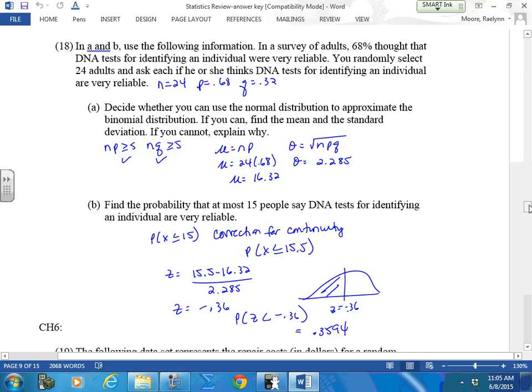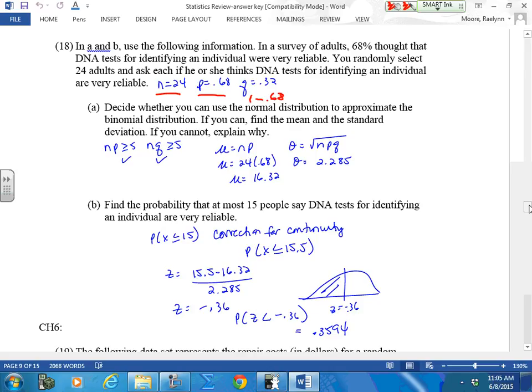In a survey of adults, 68% thought that DNA tests for identifying an individual were very reliable. They say reliable yes, reliable no. You randomly select 24 adults and ask them if he or she thinks that they are very reliable. Out of 24, your probability of success is 0.68, and 1 minus 0.68, 0.32.